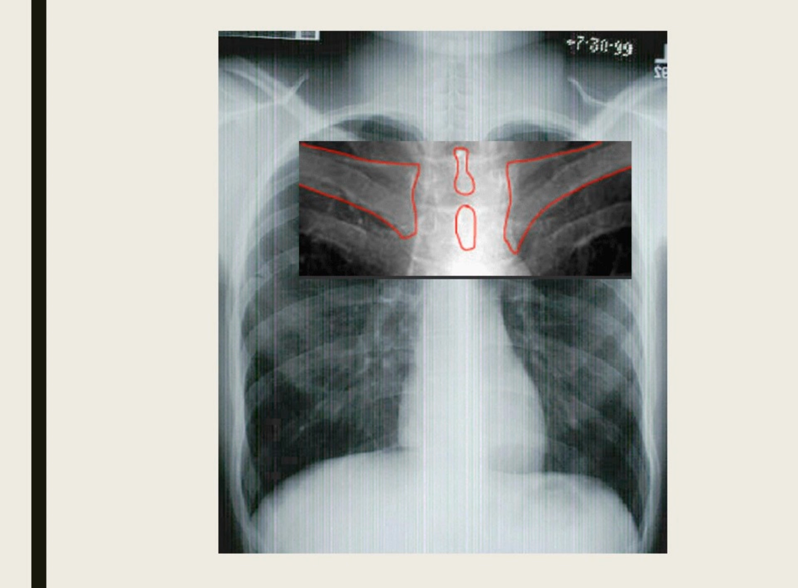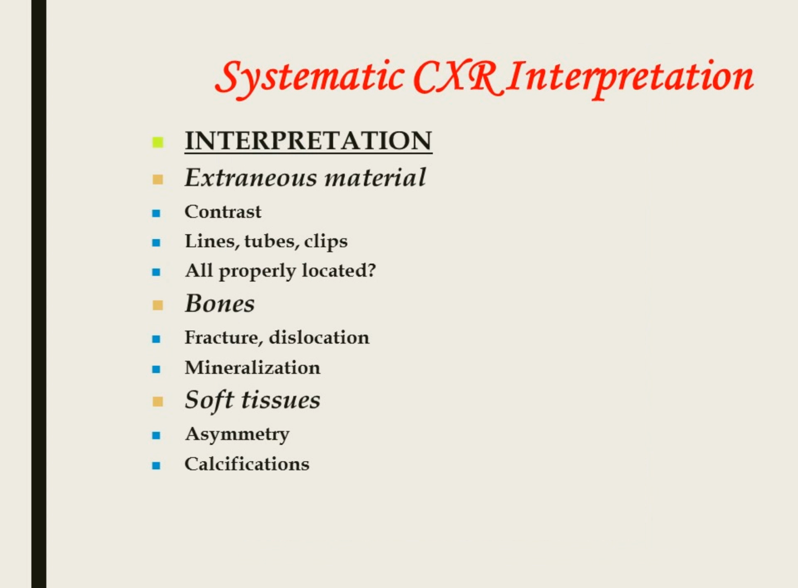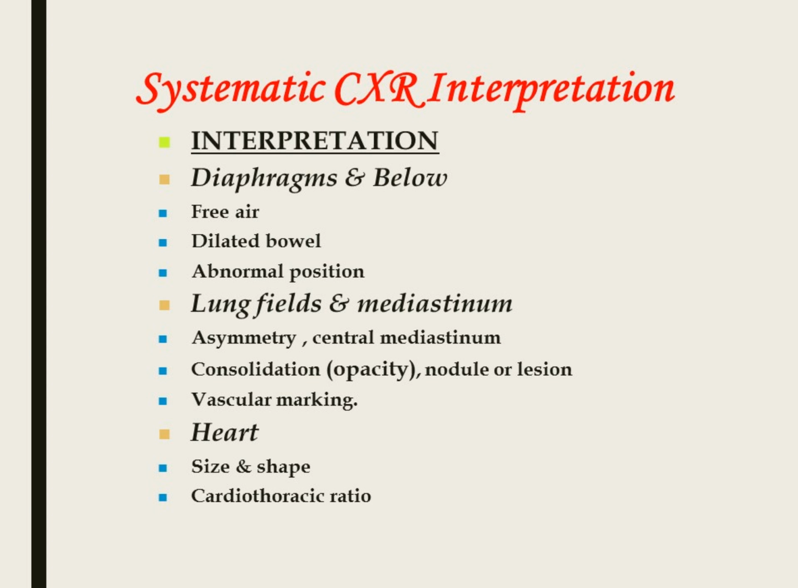Things are not lining up very well for me here. So how do we look now? People have different mnemonics. I always use A, B, C, D to look systematically at an X-ray. A, looking at the airway, B, looking at the bone, C, looking at the cardiac silhouette, D, looking at the diaphragms, E for everything else. And you can come up with your own things. So for diaphragms, looking for free air, dilated bowel, abnormal position.